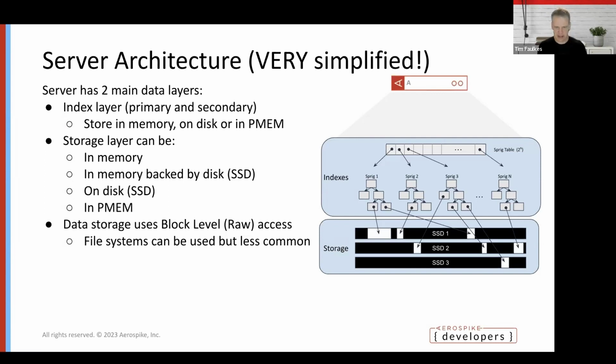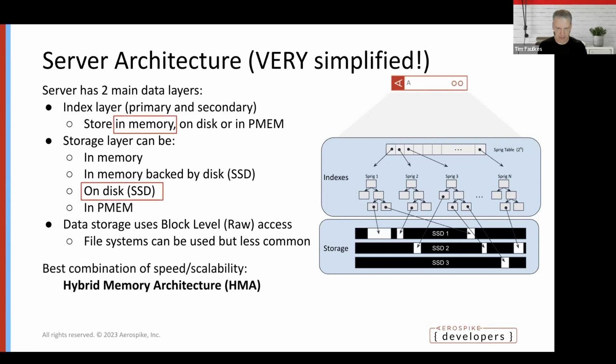The storage layer is where we're actually storing the data. It's broken up into SSDs, and typically we'll store the information on SSDs, but it can be in memory. It can be in memory backed by persistence, or it can even be on PMM. Now, typically the best performance we get and the most scalable performance, the best combination, is storing the indexes in memory and the data on SSD.